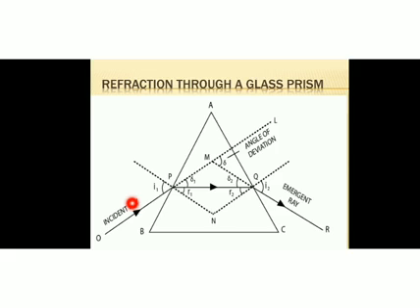Now this ray of light enters from one medium to another medium, isn't it? This medium is air and this medium is glass, because our prism is made of glass. So the light ray enters from air to glass. And you know, air is a rarer medium, glass is a denser medium. So whenever a light ray enters from rarer to denser medium, it will bend, and it bends towards the normal. Okay, so this light ray will bend.